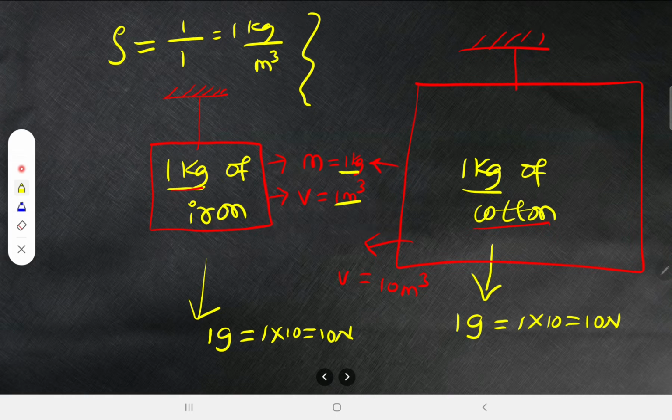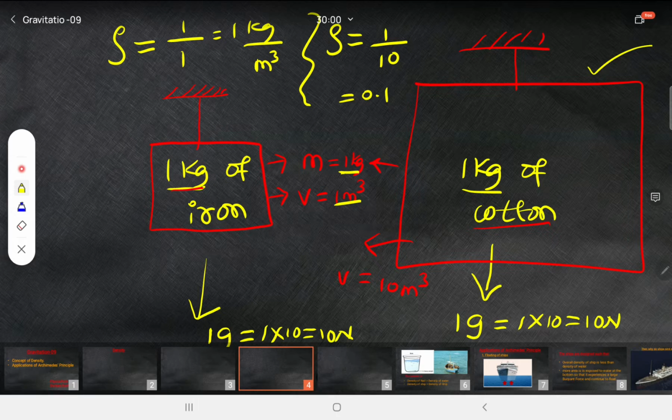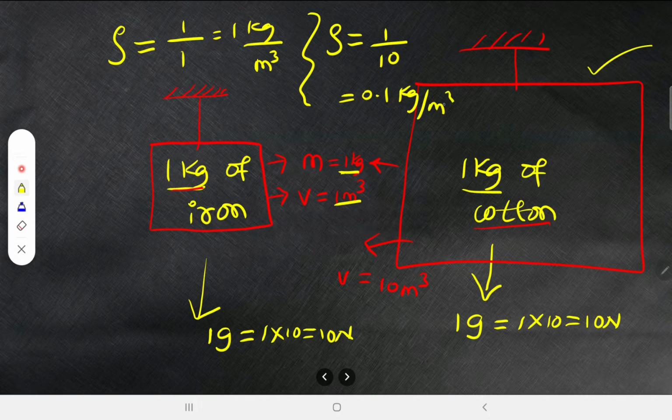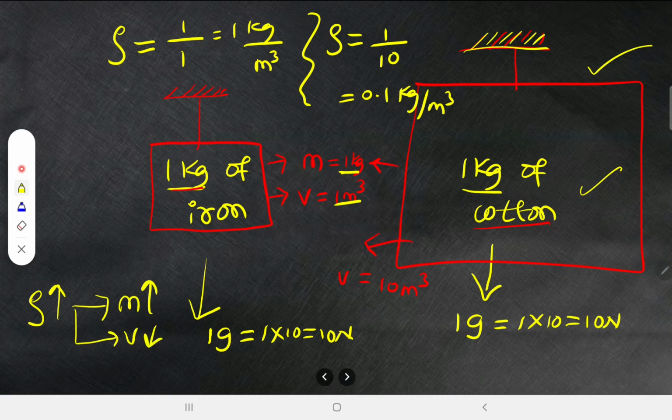Now if you come to the second case, what will be the density here? Here the mass will be 1 kg and the volume will be 10 meter cube. So 1 by 10 is 0.1 kg per meter cube. This is the density of the cotton I have filled here. Basically, once again I am repeating, if you want more density, you should be able to fill more mass in less volume, then only are we going to have more density.